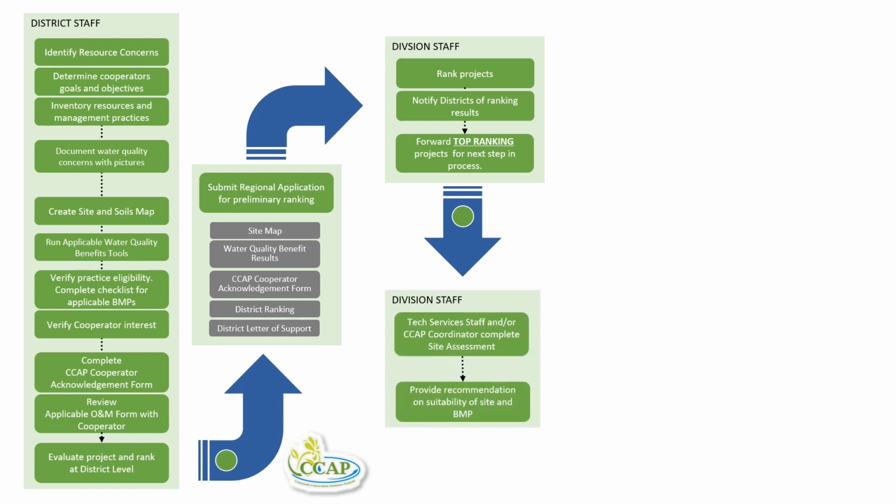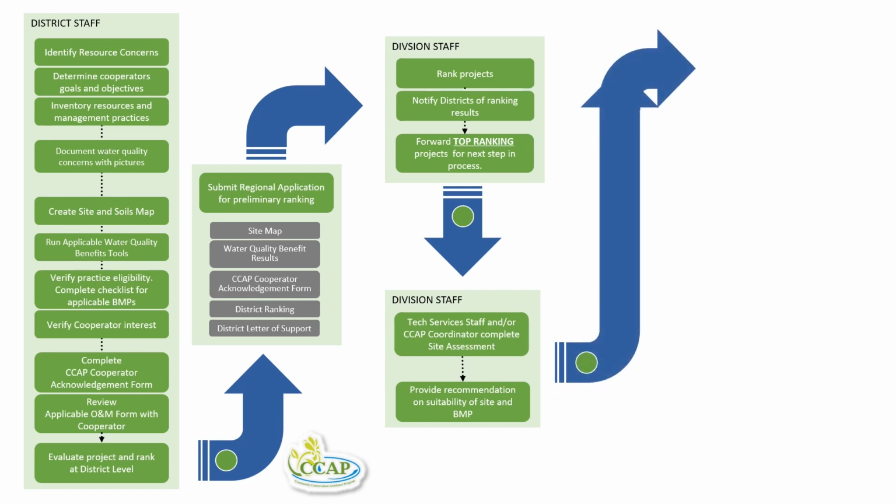Only the top ranking projects will move on to the next step in the process, site assessments by technical services staff and/or the CCAP coordinator, Mr. Tom Hill. The applications then will receive a final ranking score based on the feasibility of the project as determined by the technical services staff or the CCAP coordinator. Sites that have significant constraints that will negatively impact installation, increase the cost of the project, or do not have a high water quality benefit will rank lower than those sites that have few or no constraints.